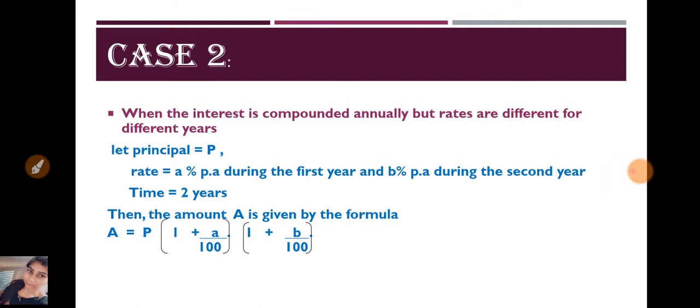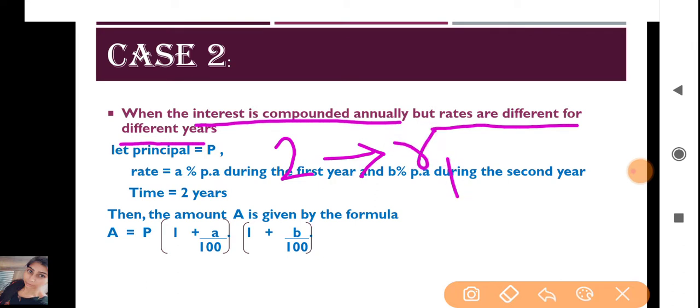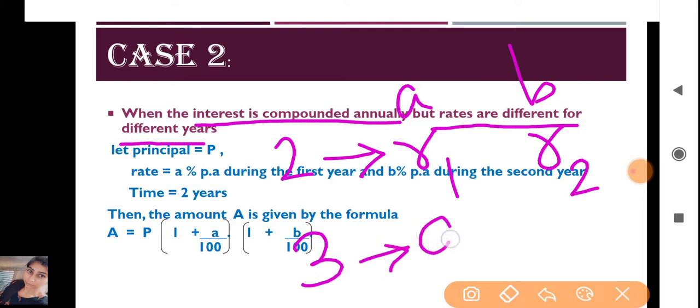In the second case again the rate of interest is compounded annually only. Now the difference will be that the rate of interest for different years will be different. Suppose you are talking about 2 years, then for the first year the rate of interest will be R1 and for the second year you can take it R2, or you can take this as A or B. Anything you can say, take as per your convenience. Suppose it is for 3 years, then for the first year it will be A, for the second year it will be B, and the third year it will be C.